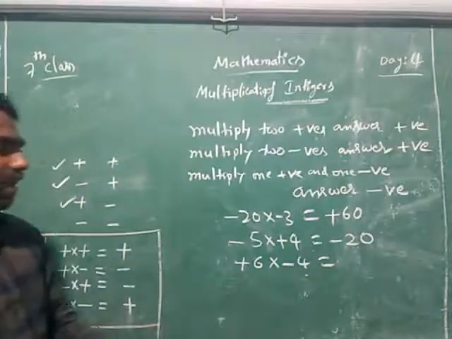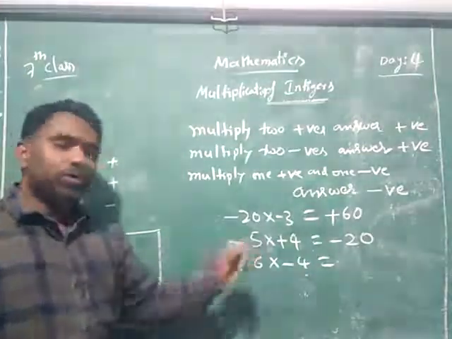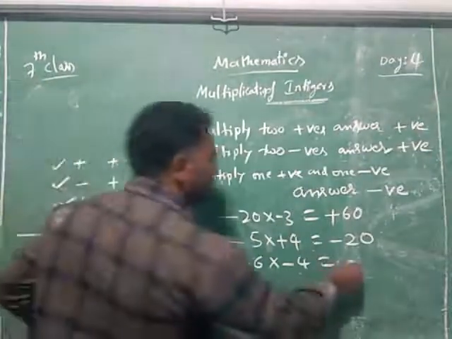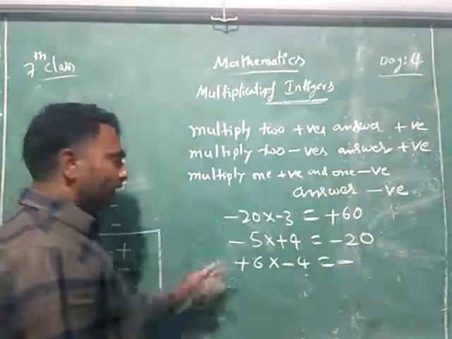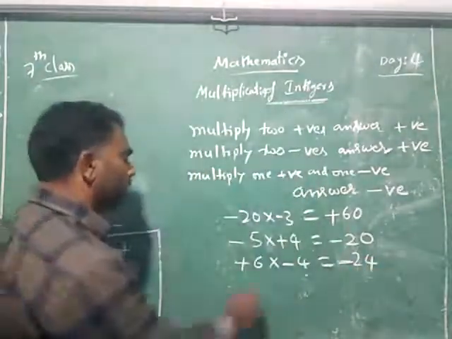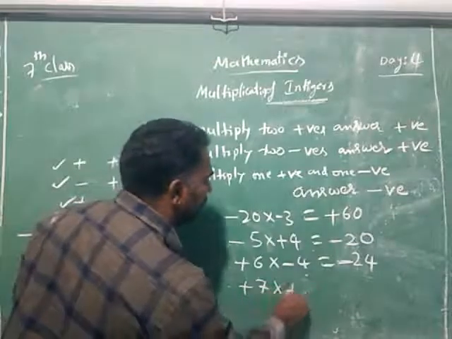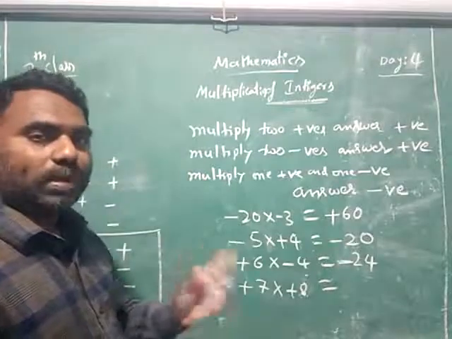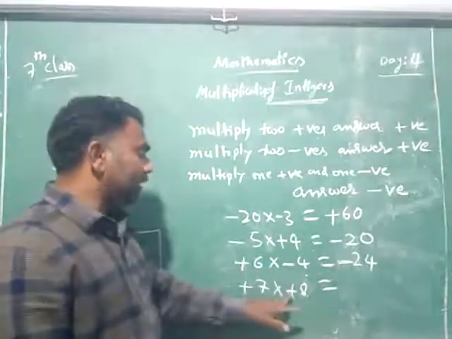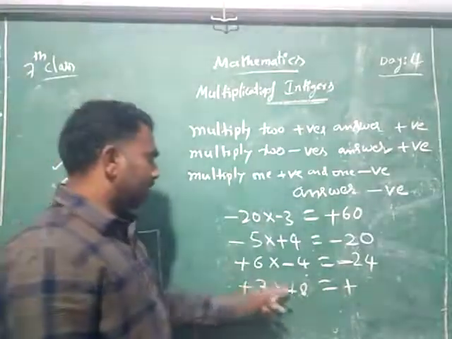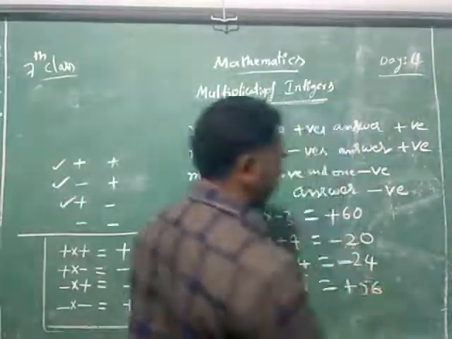And plus 6 into minus 4. First you should multiply symbols. Plus into minus will be minus. And numbers, 6 fours are 24. Plus 7 into plus 8. First, what should we do? Multiply the symbols. Plus into plus, plus. Multiply the numbers. 7 8s are 56.